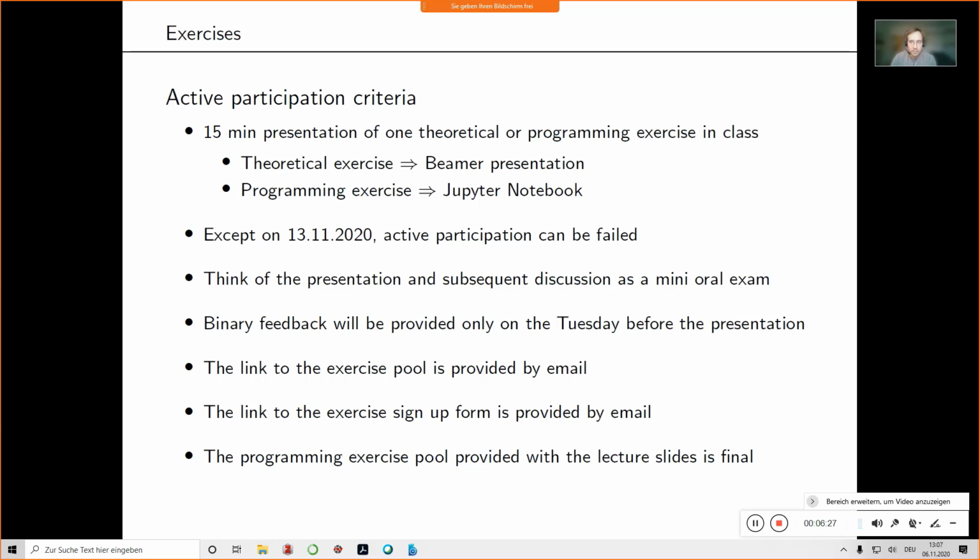These presentations or active participation criteria can be failed. So this is what I also wrote here. Think of the presentation and a subsequent discussion. I will also ask you questions regarding your understanding of what you're presenting. You should think of it as a mini oral exam. So you can fail the active participation, except for those who present next Friday.